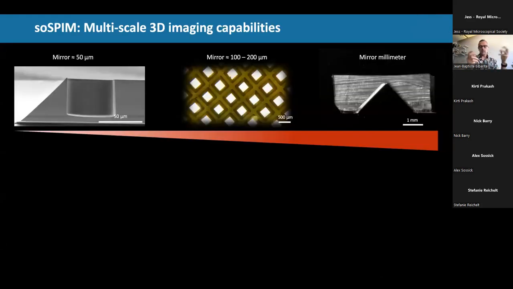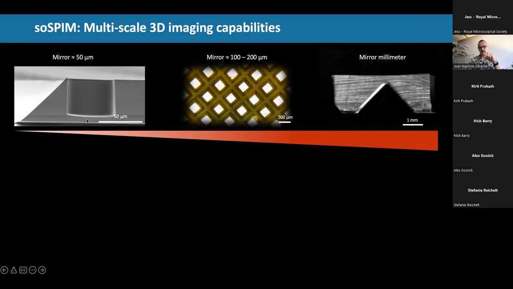Okay, so one of the main advantages of the technique is its versatility. You can really go from single cells to much more complex samples like a whole embryo. It's just a matter of scaling the size of the microwell that we use to host your sample in the proximity of the 45 degree mirror.